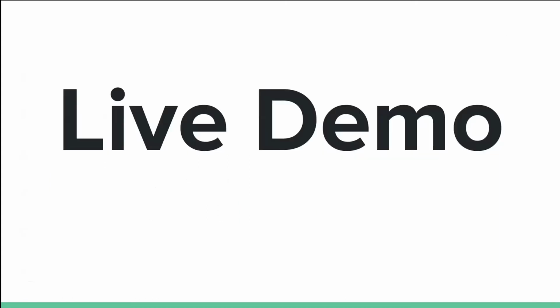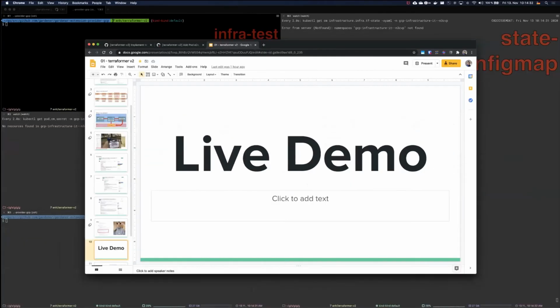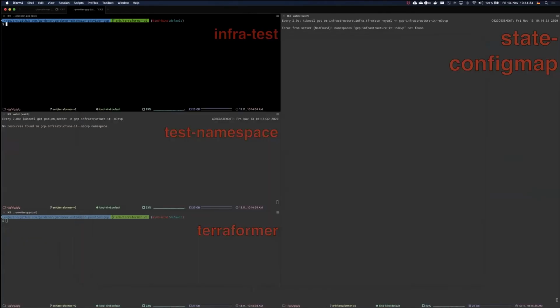Okay, so without further talking, let's jump into the live demo. What I have here is our provider for GCP, which also contains a small integration test, which creates this infrastructure custom resource, which I was talking about. GCP is leveraging Terraformer for it. And I'm going to run this infrastructure integration test now.